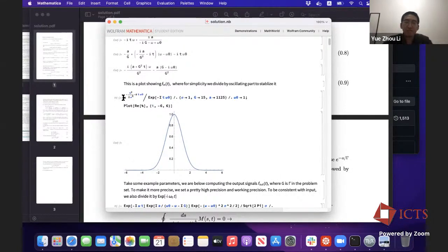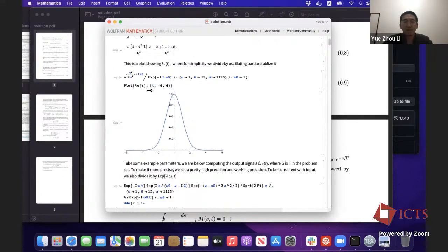So let's first look at the input signal. I actually divided it by an oscillating phase just to make it a bit stationary. And if you plot it, it's a Gaussian, and its peak is located at time equals zero. It's Gaussian, so it actually extends to infinity. It's just very small after around minus four. It's extremely small.